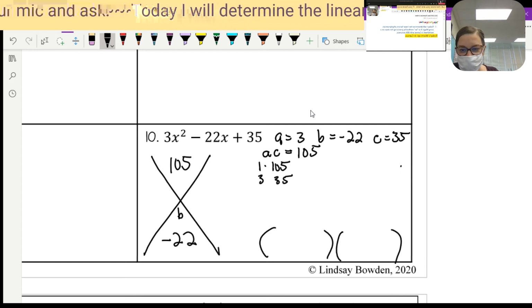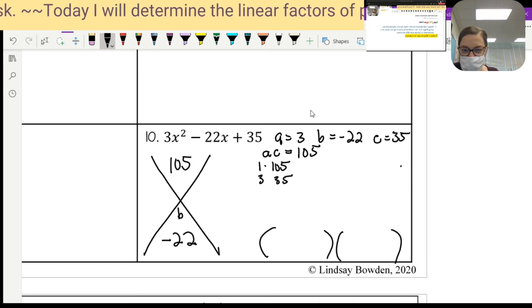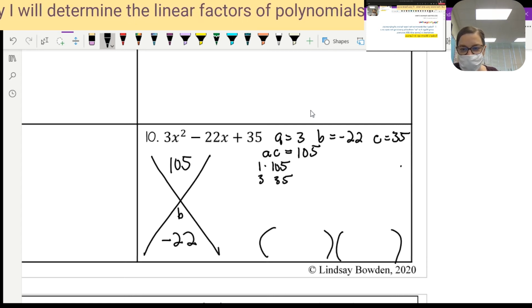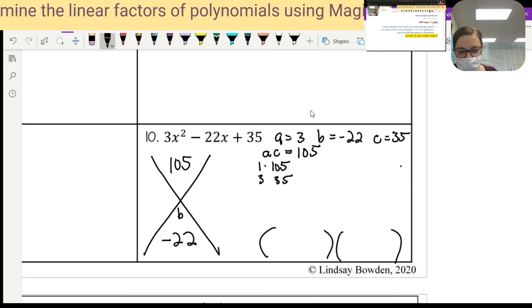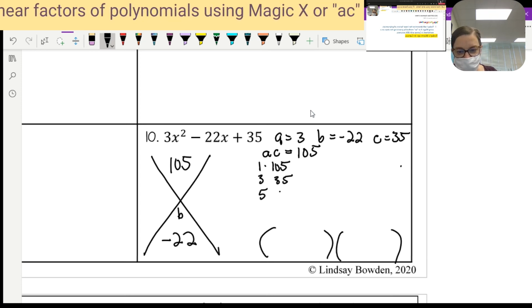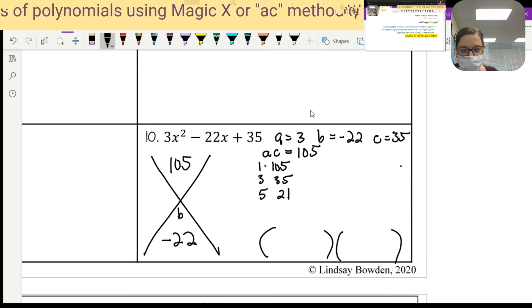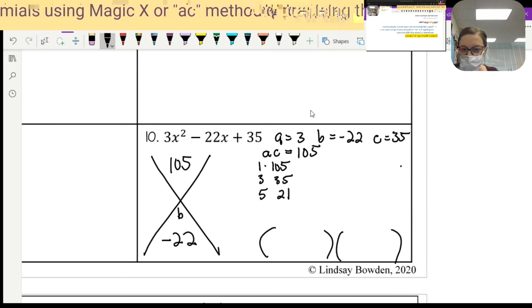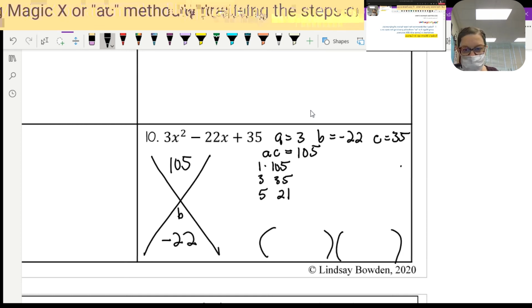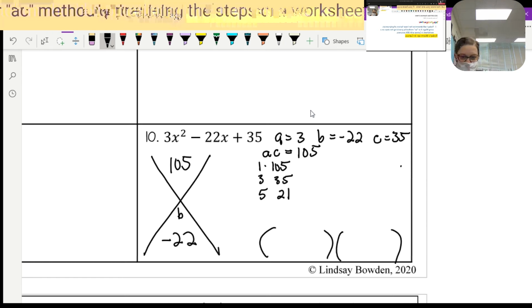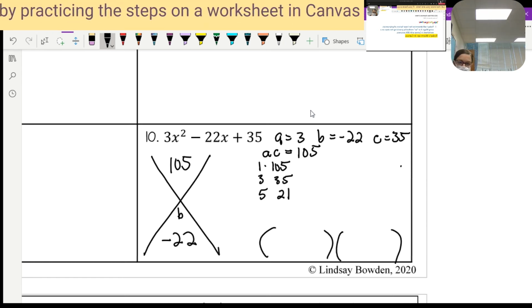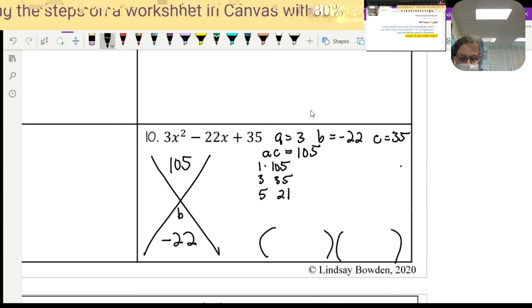And then let's see, 105 divided by 5 is 21. So we can have 5 and 21. And then 105, that is it. So is there anything here that will get us to 22? I bet we have another unfactorable.